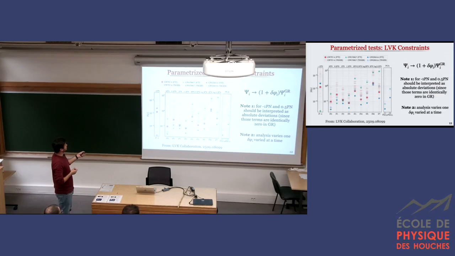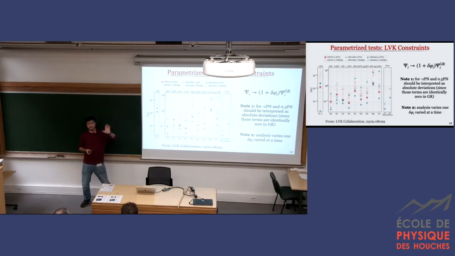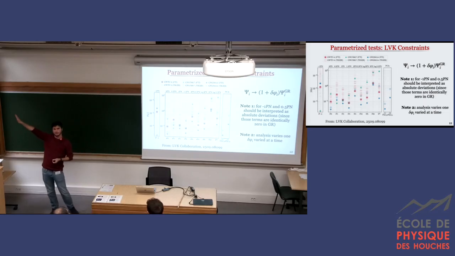Something I should point out is that for the -1 PN and the 0.5 PN terms, there's no GR term in this case. So what this term, for example, means is an absolute deviation at -1 PN order that is added on top.